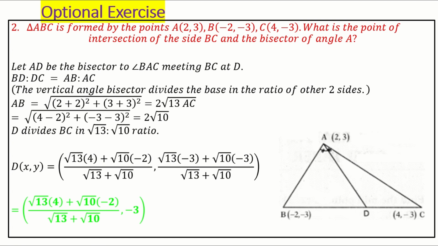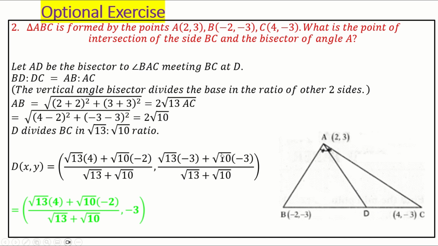Triangle ABC is formed by the points A, B, C. What is the point of intersection of side BC and the bisector of angle A? Let's say AD is the angular bisector. If AD is the angular bisector, then what are the coordinates of D? That's what they are asking, basically.